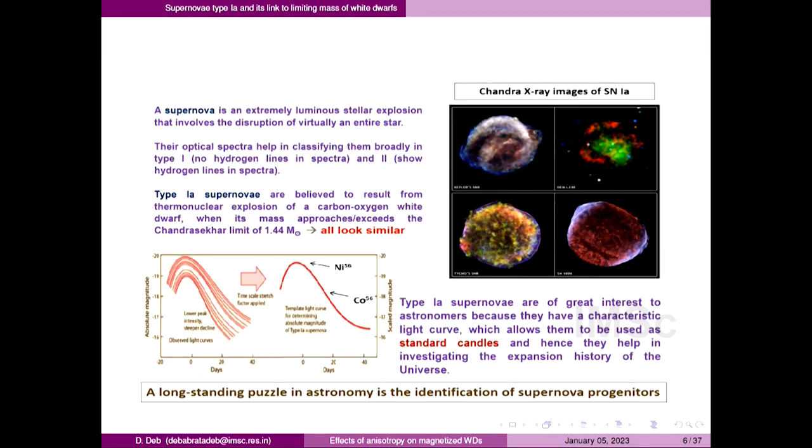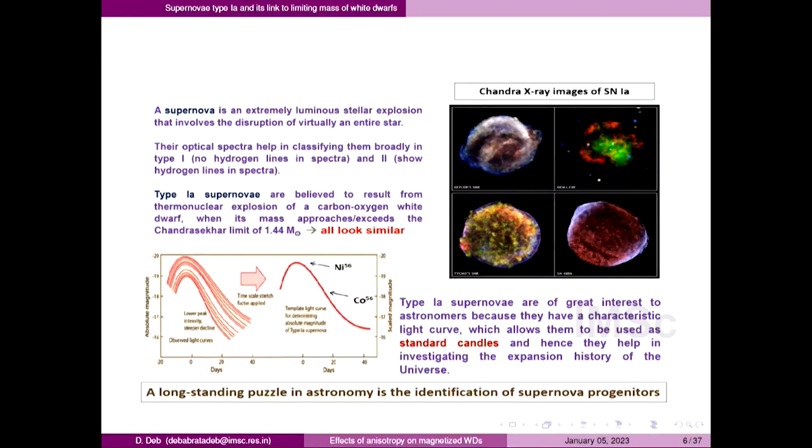And note that all these 3 types of supernova are core collapse supernovae. Whereas we are more interested in the type 1a supernova, which results from the thermonuclear explosion of a carbon-oxygen white dwarf when its mass approaches the critical mass limit, that is 1.44 solar masses. So even astronomers are more interested in the type 1a supernova because of their unique characteristic light curve.